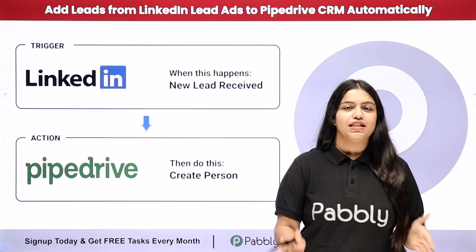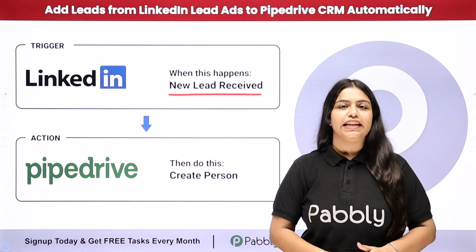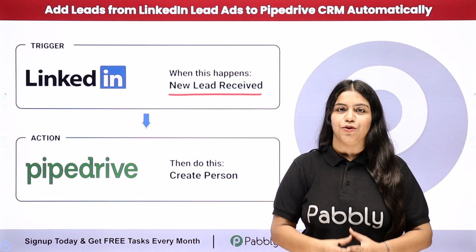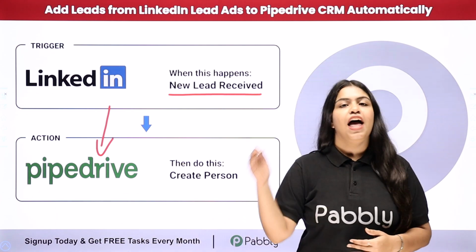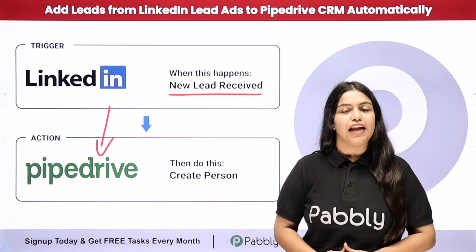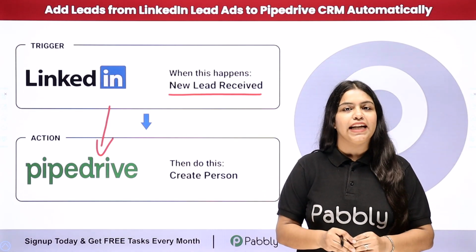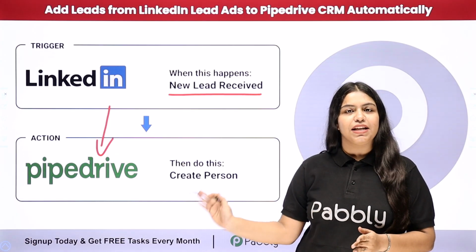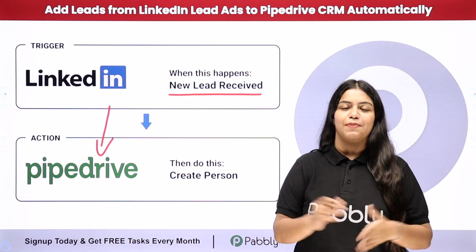And now what I want is that as soon as we receive a new lead from LinkedIn, I want to add the lead details into my Pipedrive account. So to do this, we are going to create a connection between LinkedIn and Pipedrive. And we are going to create this connection without knowing any programming or coding language using an amazing automation software which is Pabbly Connect. So if you also want to create this amazing automation for your own business, then for that you have to come with me towards my screen.